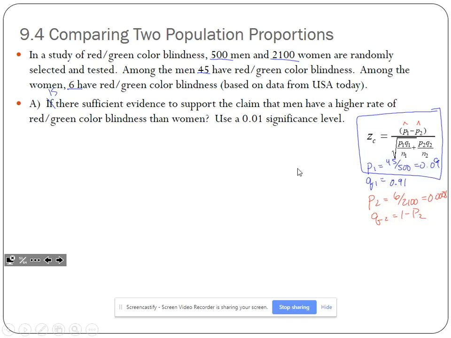Section 9.4 continues along the same theme, except we're doing population proportion instead of mean. So it will be a Z statistic. In this problem, we're testing a claim of color blindness.